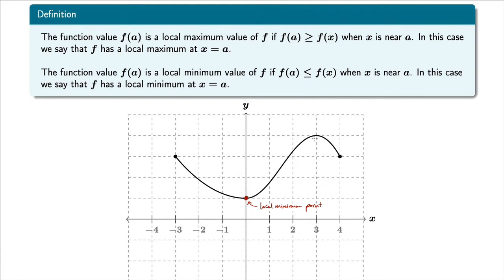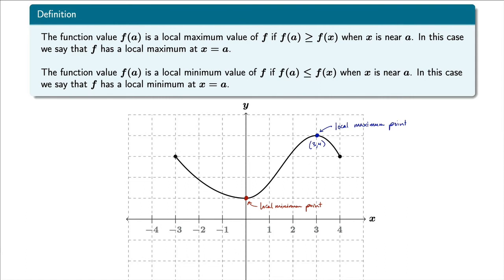We also have this point right here that is higher than all the points nearby, because if you move to the left or to the right, everything is lower. So this would be called a local maximum point. The y value here is 4 and the x value is 3. So we would say that 4 is a local maximum value of the function f, and that f has a local maximum at x equals 3.